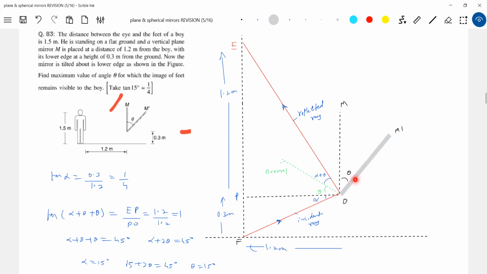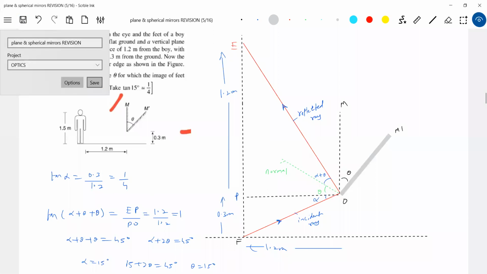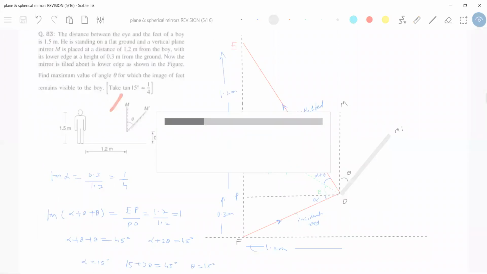So let me move this mirror to a height here. Then this will increase, and if this increases, then alpha will increase. If alpha increases here, theta will decrease. So as you move this, what happens? You have to tilt more. The theta will decrease. Am I right? Fine.